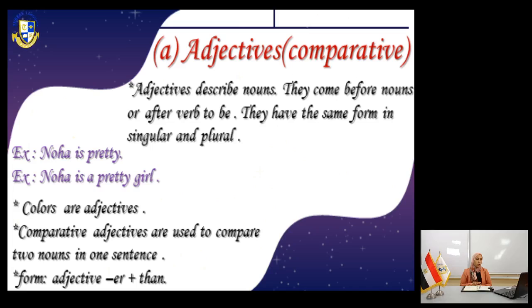Comparative adjectives are used to compare two nouns in one sentence. As I said before, I use the comparative form of the adjectives to compare between two nouns in one sentence. How do I form the comparative adjective? The adjective plus ER plus than.